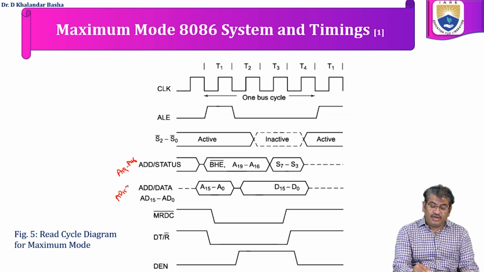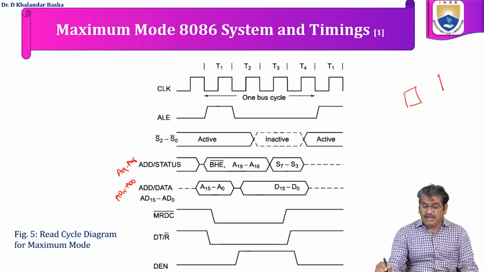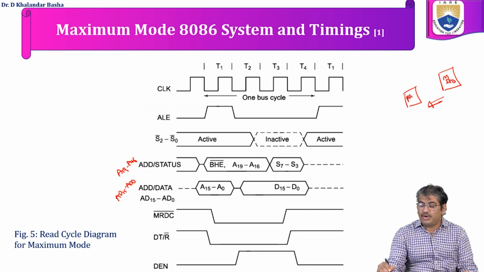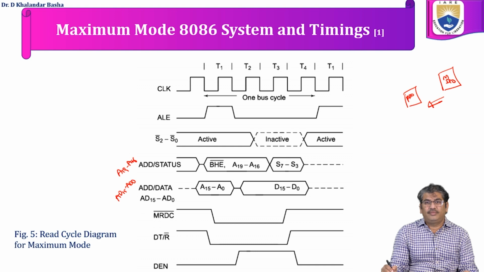Similarly, AD15 to AD0 will provide the address information during T1. From T2 to T4, this will provide the data information. Once the data is ready, it is going to generate the memory read cycle. As the processor is reading the data, the direction is from memory or IO blocks to the processor. In that case, the data is being received, so the DT/R bar will be at 0 level.